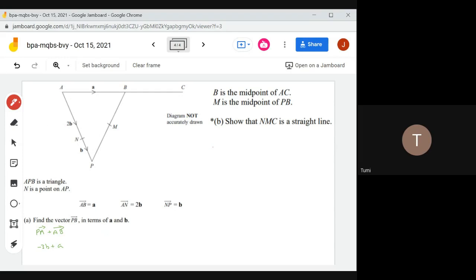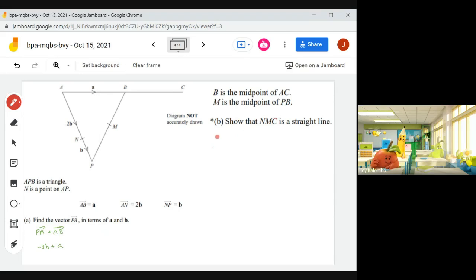I was trying to go from N to A to B, but then it wouldn't go. I would have to go back round. So I tried to go from N to P to M, then M to B to C. Yeah, that works.